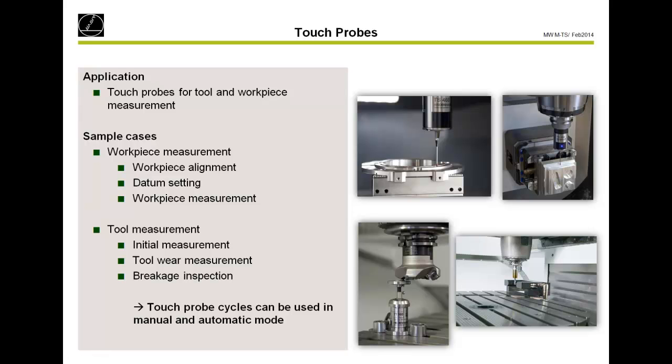HEIDENHAIN offers a lot of touch probe cycles, especially for workpiece measurement, set datum, and alignment of the workpiece. We also offer cycles for tool measurement, so for the first measurement, for breakage control, and for tool wear measurement. We can use the cycles in manual mode, when we only have one workpiece for setup, or in automatic mode, when we want to run a touch probe cycle in an NC program, for example.